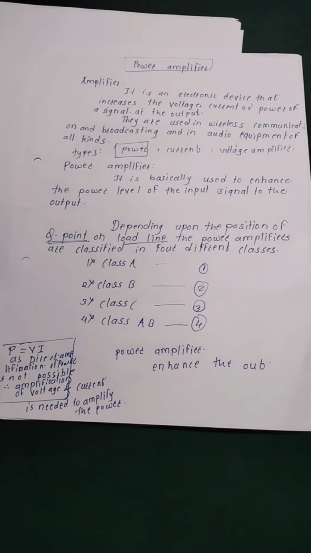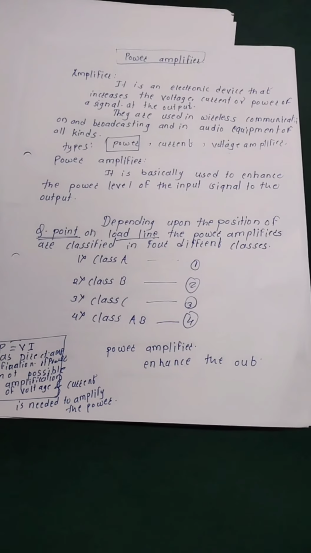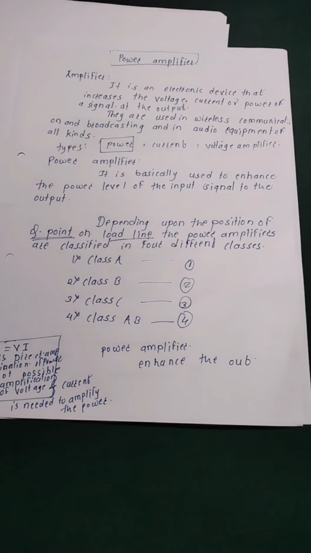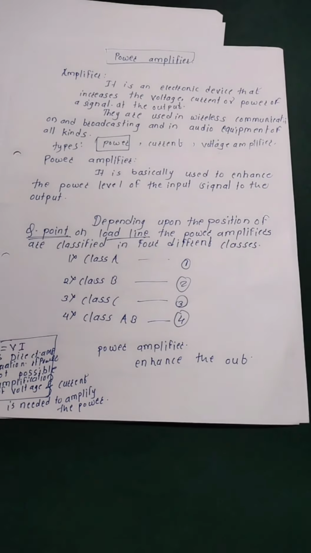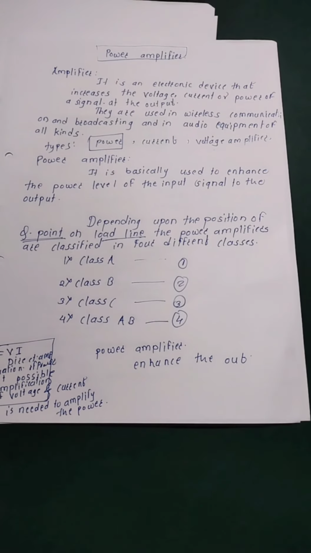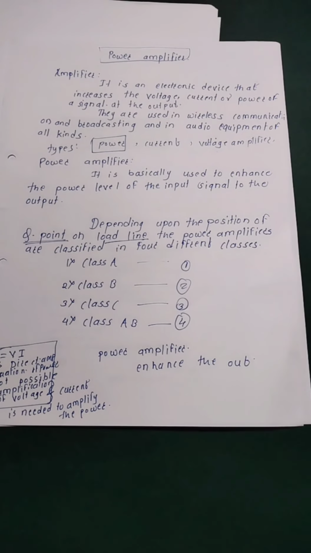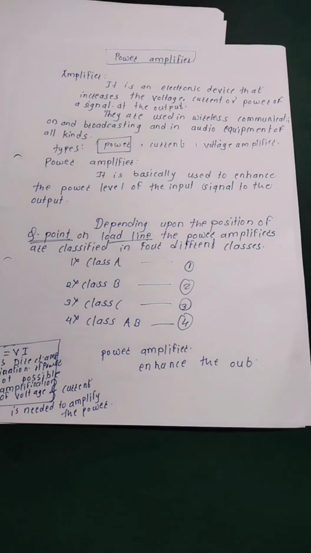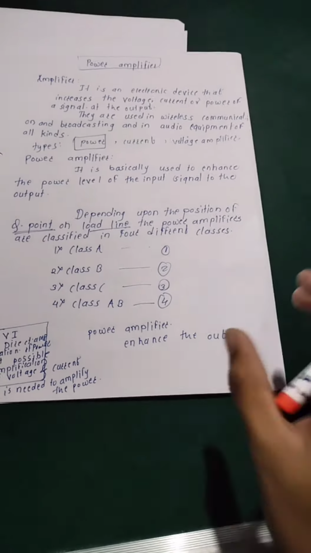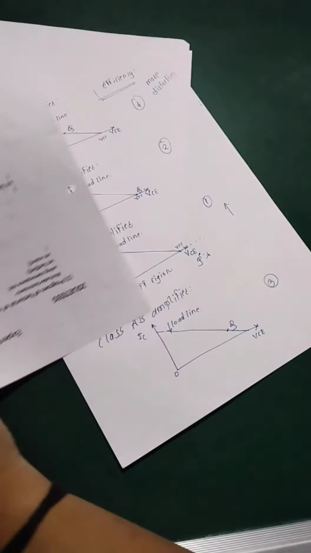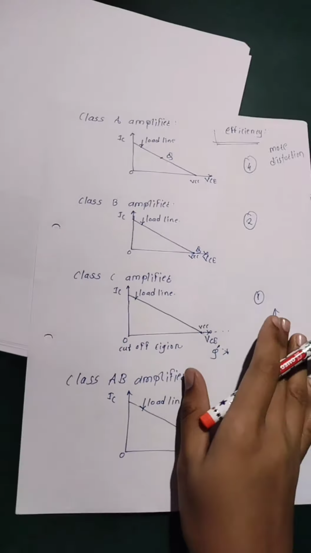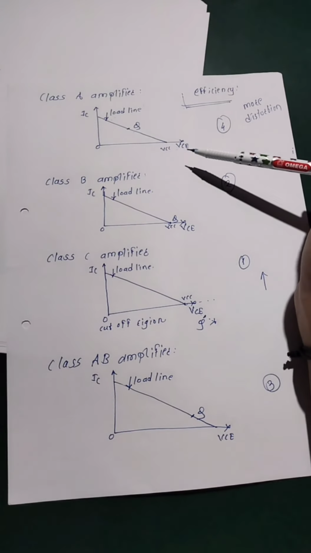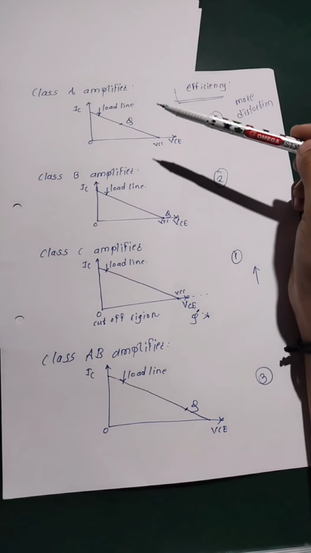Further, power amplifiers are classified in 4 different classes: class A amplifier, class B power amplifier, class C power amplifier and class AB power amplifier. This classification is done on the basis of position of the Q point on the load line. As I have written over here, this is the load line of VCE versus IC.